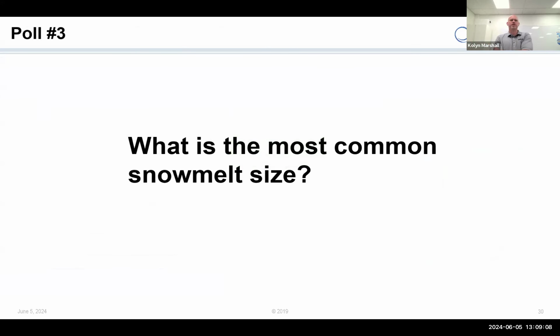Okay, so question: what is the most common snowmelt size? What is it that you're typically seeing requested from a design? I'll jump in, just kind of keep it moving along.